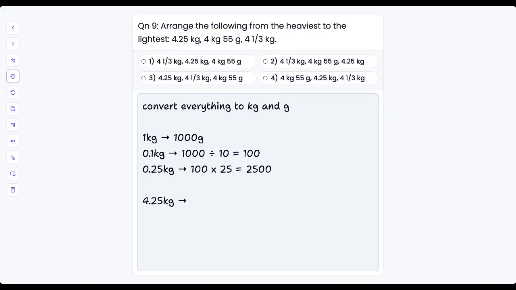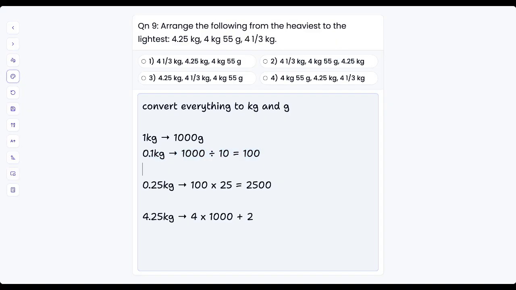So 4.25 kg is basically 4 times 1000 plus 2. Oh, sorry. My bad on this. The calculation is wrong. If you noticed there's a mistake, very good.